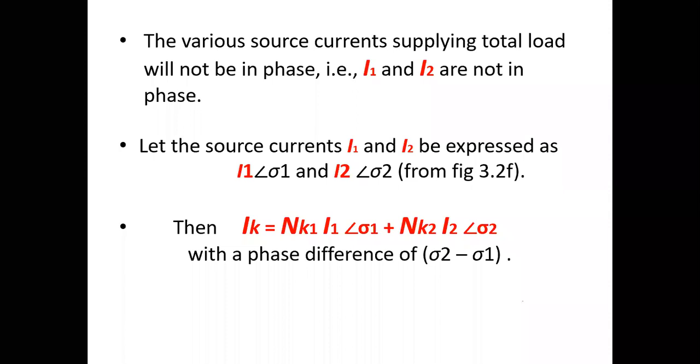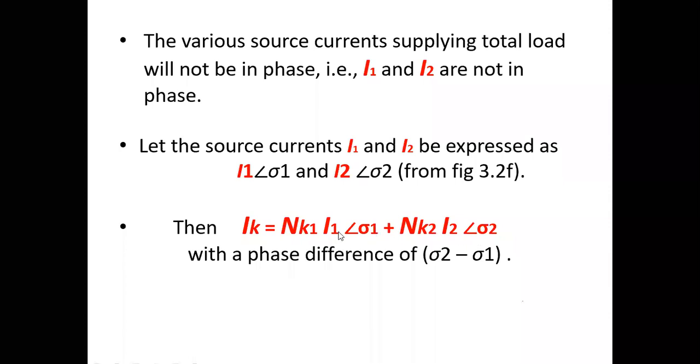What we are doing in this derivation is simply that we need to find out the power loss. How can we find the power loss? The basic formula for power loss is 3 into I square R in case of three phase, where I is nothing but the current flowing through the transmission line. So our main objective in this derivation is to find out the current in the kth transmission line, and we can find that current by using the superposition theorem. So this is our total current, NK1 I1 at an angle of sigma 1 plus NK2 I2 at an angle of sigma 2.